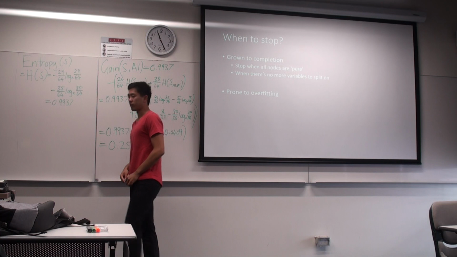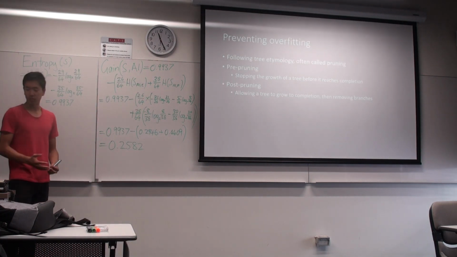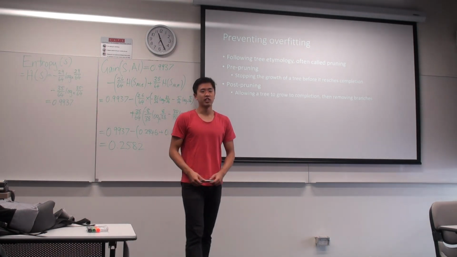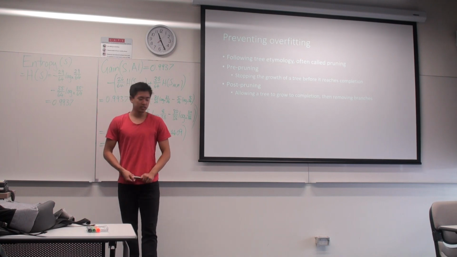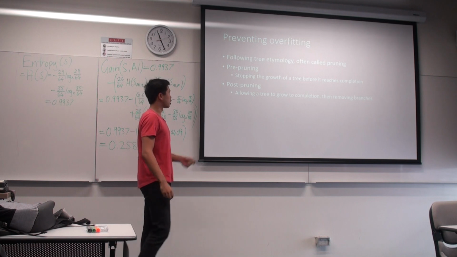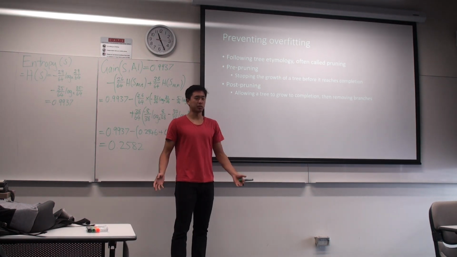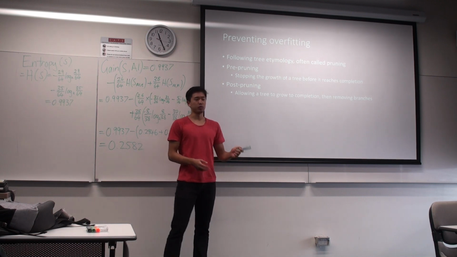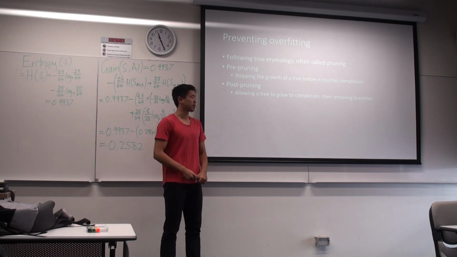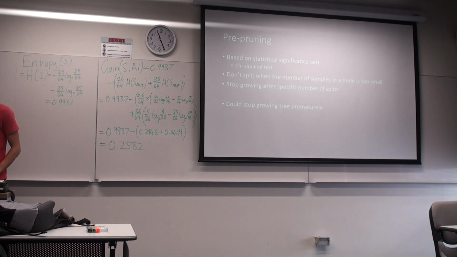So an important thing we have to take into account is how to prevent overfitting. And often this is called pruning, again going with the tree metaphor. And the two types are pre-pruning and post-pruning. So with pre-pruning, we stop growing the tree before it reaches completion. And with post-pruning, we let it grow to completion and then cut it after it's been completed. And we'll have a look at each of those.